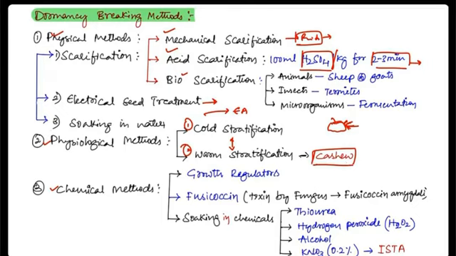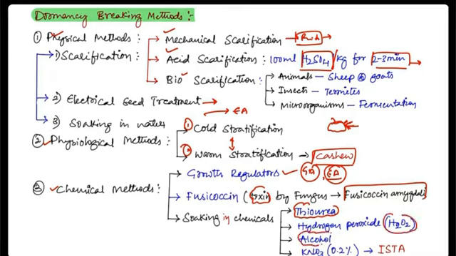Lastly, we have some chemical methods. The chemical methods include growth regulators, that is GA and ethylene, which are commonly used to induce germination or break dormancy. And fusicoccin is a toxin produced by a fungus, which is also used to break dormancy. And lastly, soaking in chemicals. The different chemicals are, most importantly, thiourea, hydrogen peroxide, different alcohol solutions, and also KNO3, that is potassium nitrate, which is recommended by the ISTA at 0.2%.